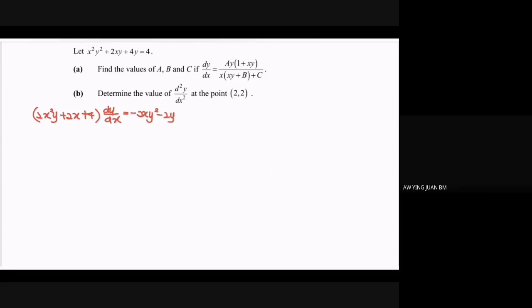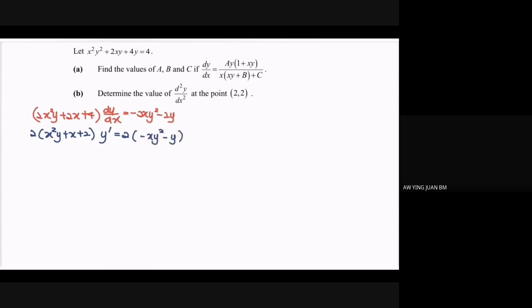So before we further our discussion, I'm going to factor or simplify the situation. So we have to factor out the 2. So we have x squared y plus x plus 2 first derivative equals to, we are going to factor out the 2. So we will have 2 bracket negative xy squared minus y.